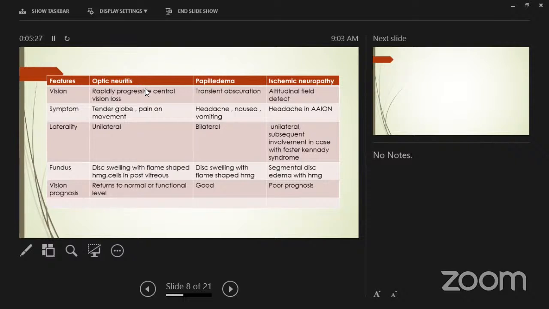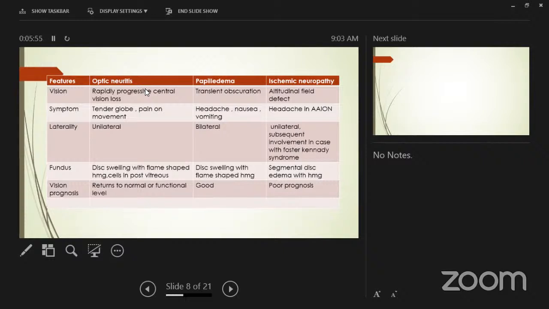In optic neuritis, there will be rapidly progressive loss of vision, and there will be a central scotoma. In papilledema, there will be transient obscuration of vision, and on field evaluation we'll get an enlarged blind spot. In ischemic neuropathy, there will be altitudinal field defects.